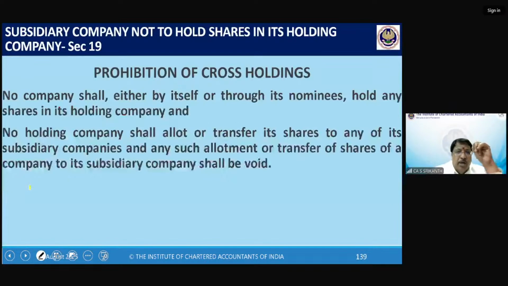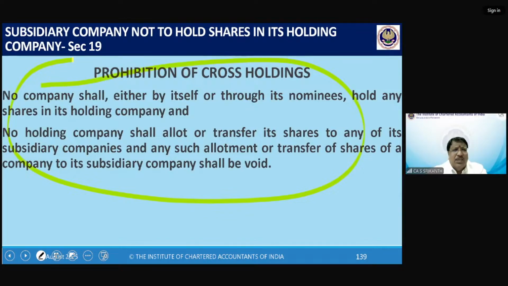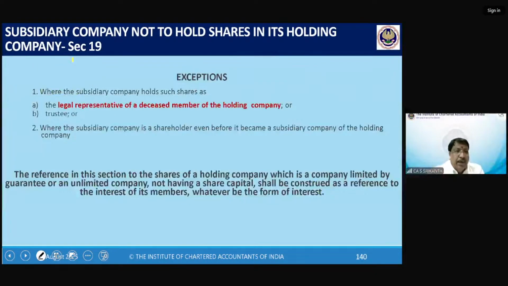Exception, very, very important. In the examination, the main law, they will never ask you. Main law is very simple. Subsidiary cannot hold shares in the holding company. Okay. Exception. First, the subsidiary company is not holding in its own name. It is holding as legal representative of a deceased member of the holding company or trustee.